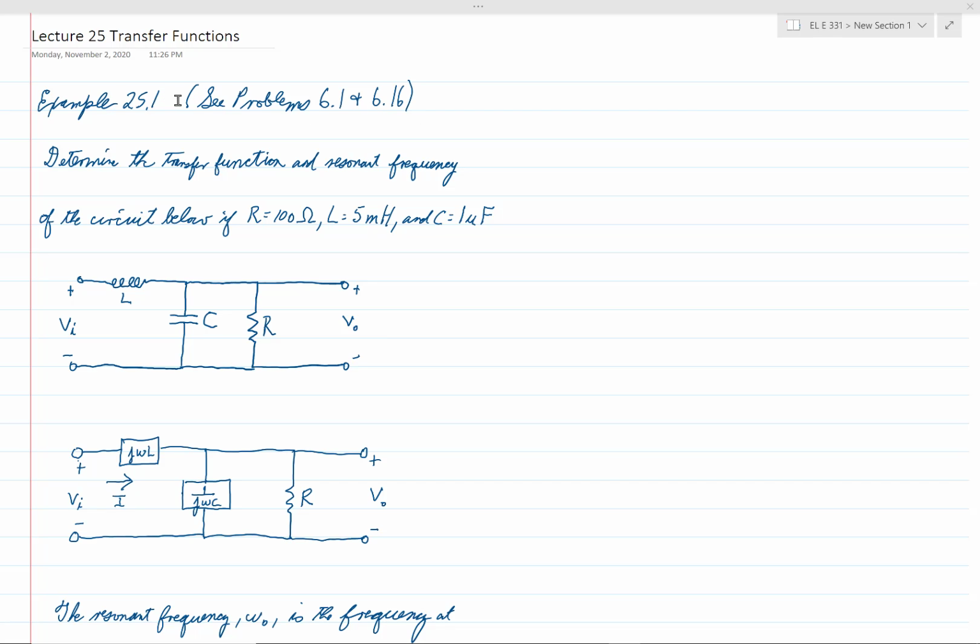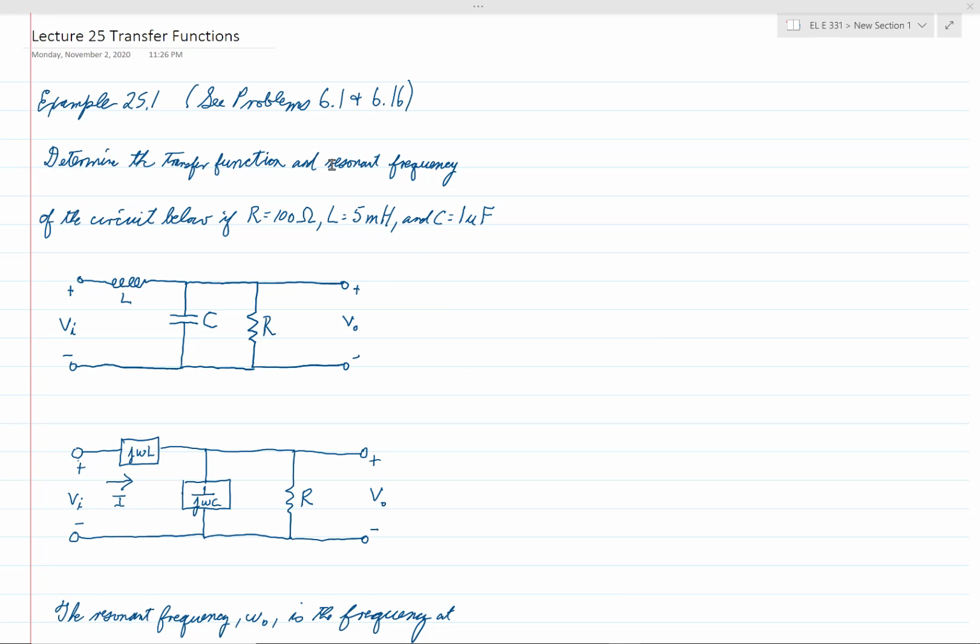In the first example, example 25.1, what we're going to want to do is to determine the transfer function and the resonant frequency of this circuit. And then in example 2, we will find the response of this circuit to a particular input.